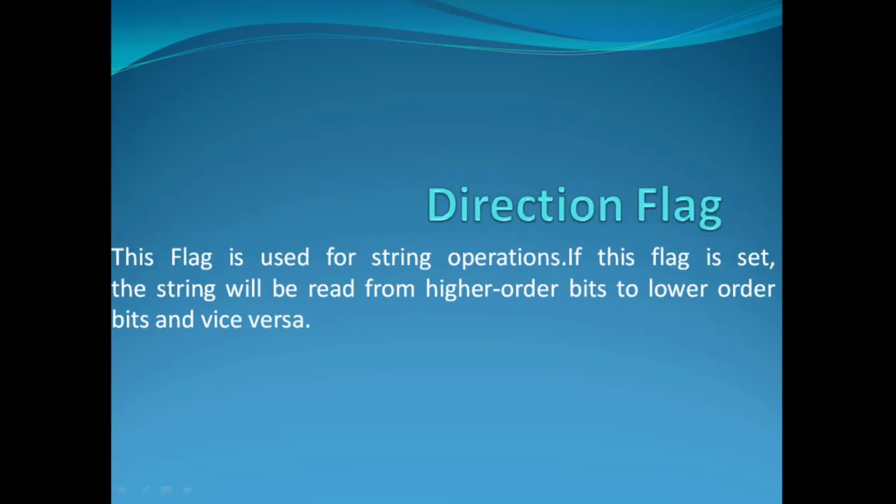Direction flag. This flag is used for string operations. If this flag is set, the string will be read from higher order bits to lower order bits and vice versa. That means this is used in string related operations. D equals 1, then the string will be accessed from higher memory address to lower memory address, and if D equals 0, it will do the reverse.